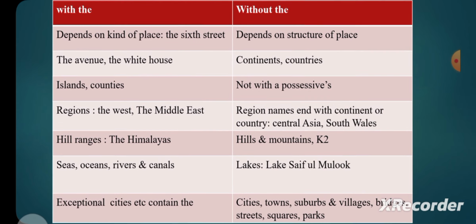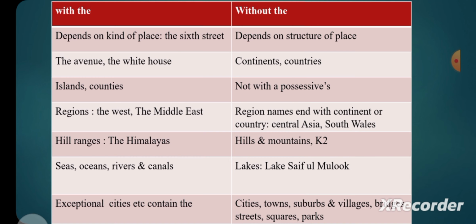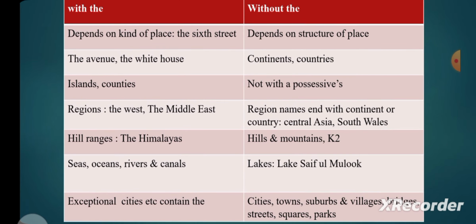Whereas the names of particular places of that structure are always used without the. Continents, countries don't use the with them. Region names that end with continent or country, like Central Asia, South Wales, hills and mountains like K2, lakes like Saiful Muluk, cities, towns, suburbs, and villages, bridges, streets, squares, parks are always used without putting or inserting the article the with them. And there are lots of examples for all these things.